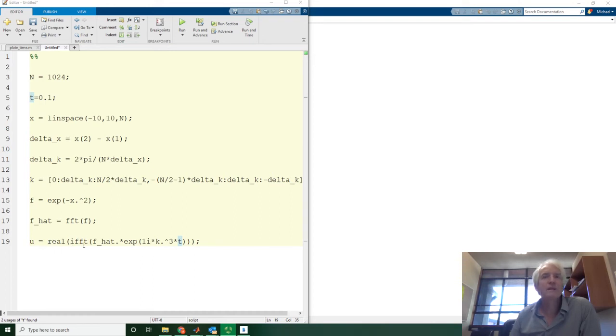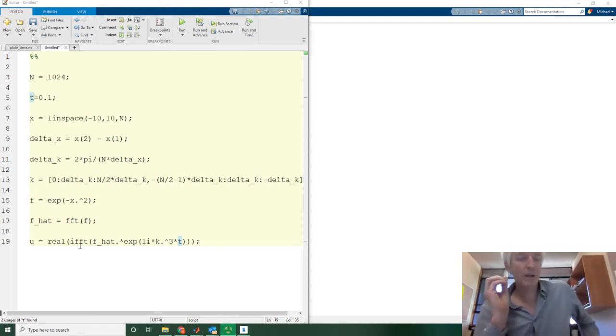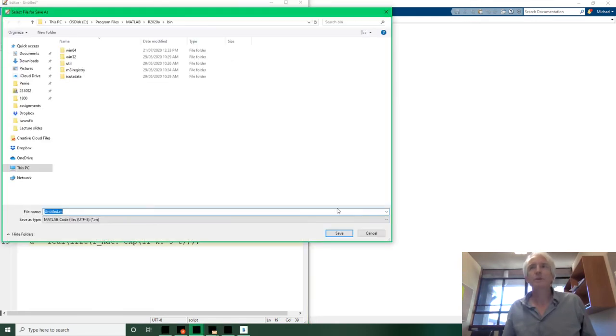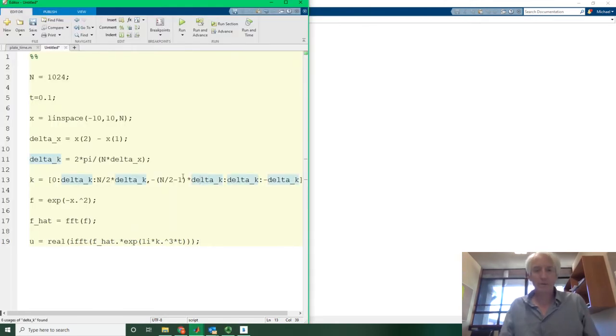Okay, and then finally I take the real part here, but that's just to get rid of any spurious imaginary part, because the fast Fourier transform is very much about complex numbers. So any little numerical error will produce a tiny imaginary part which can fool the computer. But there it is, that's as simple as that. So let's just run that. Control Enter.